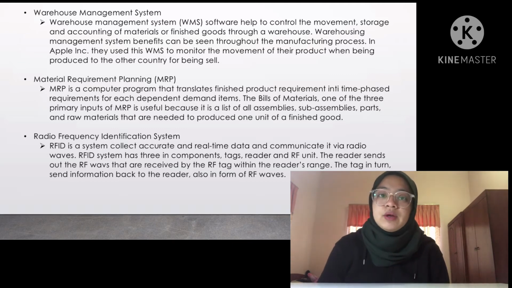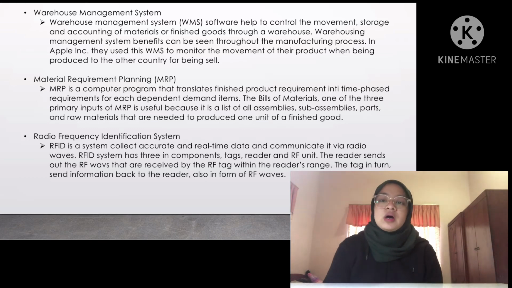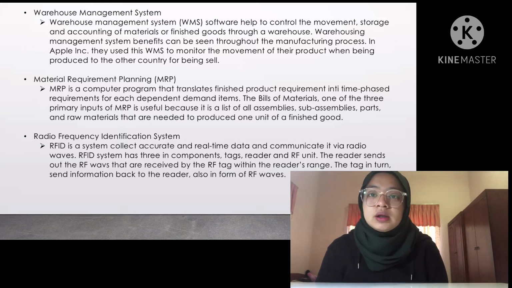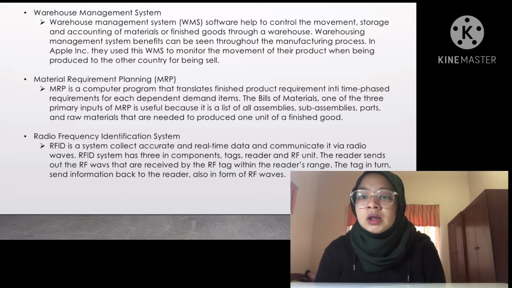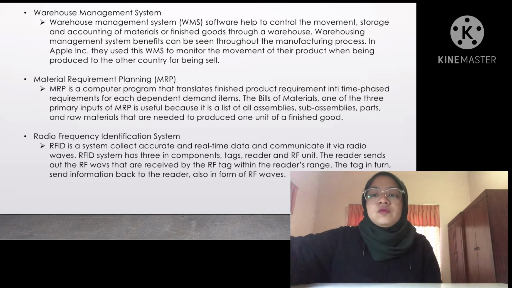Okay, next, the radio frequency identification system, which is RFID. RFID is a system that collects accurate and real-time data and communicates it via radio waves. The RFID system has three components, which are the tag, the reader, and the RF unit. The reader sends out the RF wave that is received by the RF tag within the reader's range. The tag in return sends information back to the reader, also in the form of RF waves.